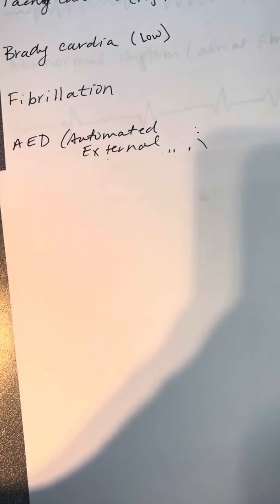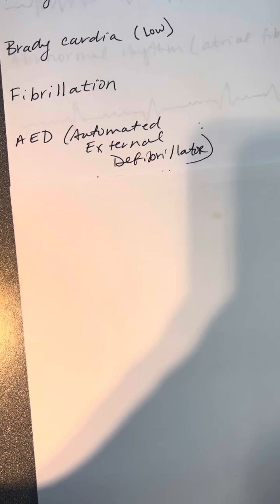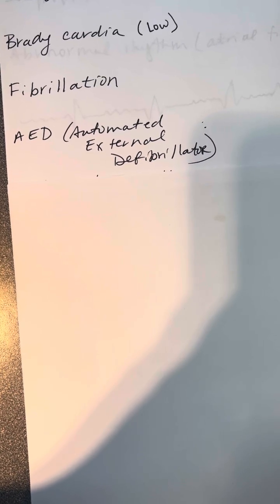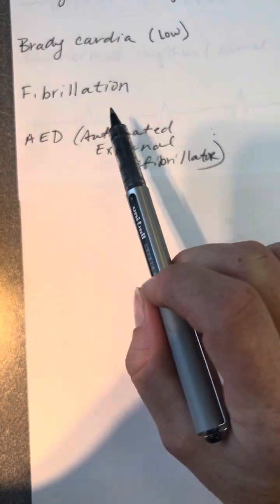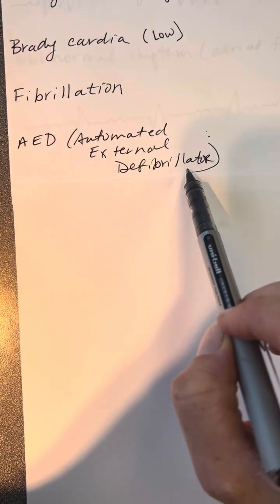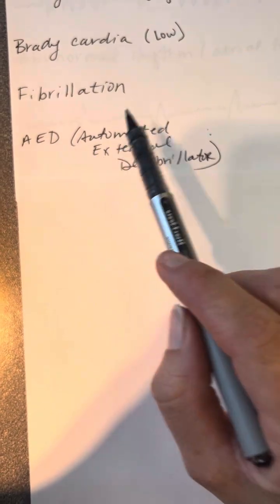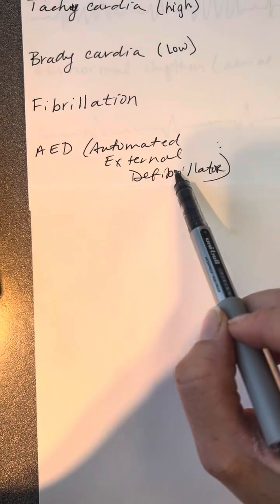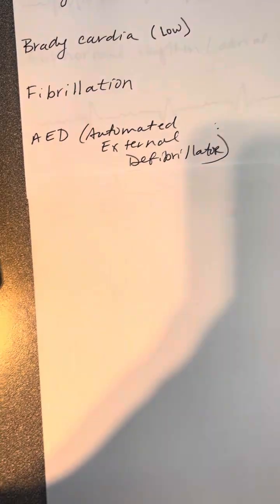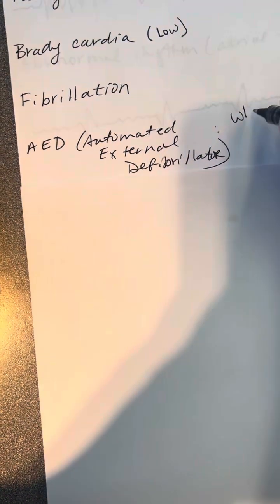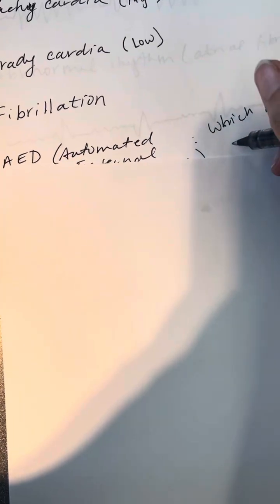And when we can fix that in the hospital or in the pre-hospital setting, we have an automated external defibrillator. This is a device that is used to shock the rhythm, but we can only shock certain rhythms. So which rhythms can we shock? Not all rhythms can be shocked. For example, when somebody is flatlining, you can't shock that. A flatline is only CPR. You can only pump the heart.